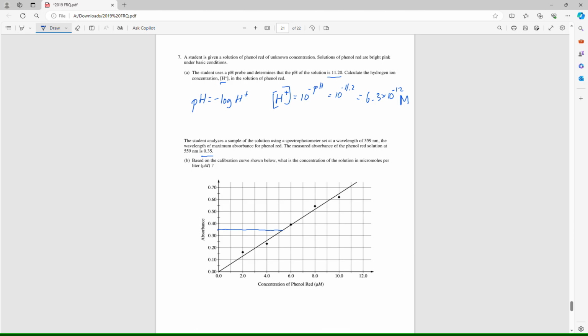Looks like it's a little left of center. So this is maybe 5.4 micromolar. So that's it. That's all you have to do. It's about 5.4 micromolar.